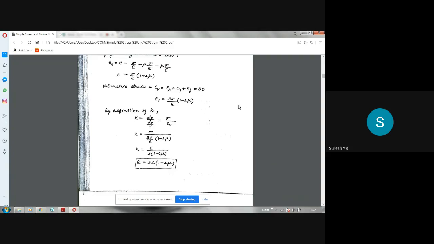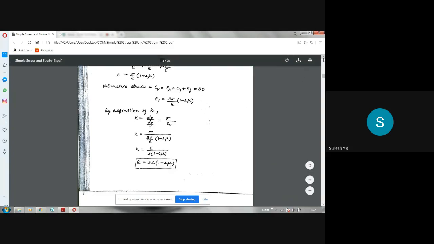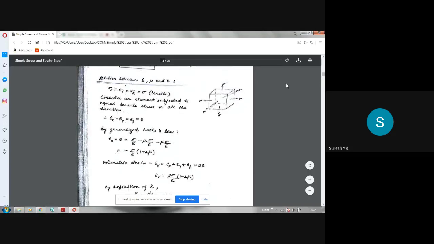Very simple derivation. We have to consider a three-dimensional element like this, subjected to equal tensile stress sigma in all three directions, X, Y, Z. By applying generalized Hooke's law in the X direction, you will get e is equal to sigma by E into 1 minus 2 mu. Then calculate the volumetric strain, which is e_v is equal to 3 times e. So substitute that value of e here.